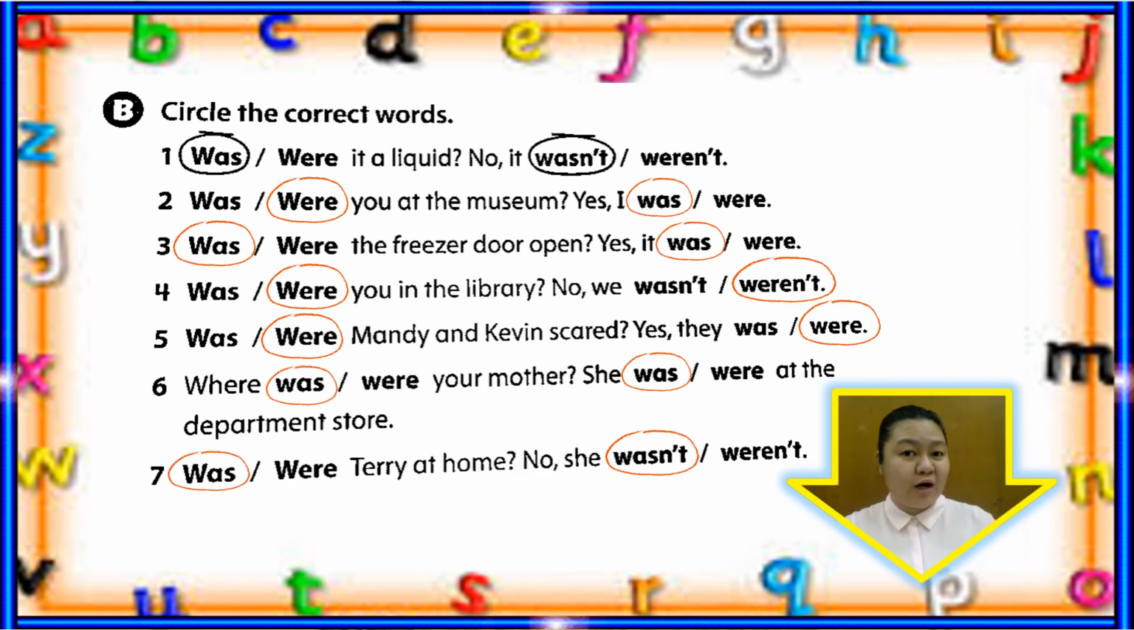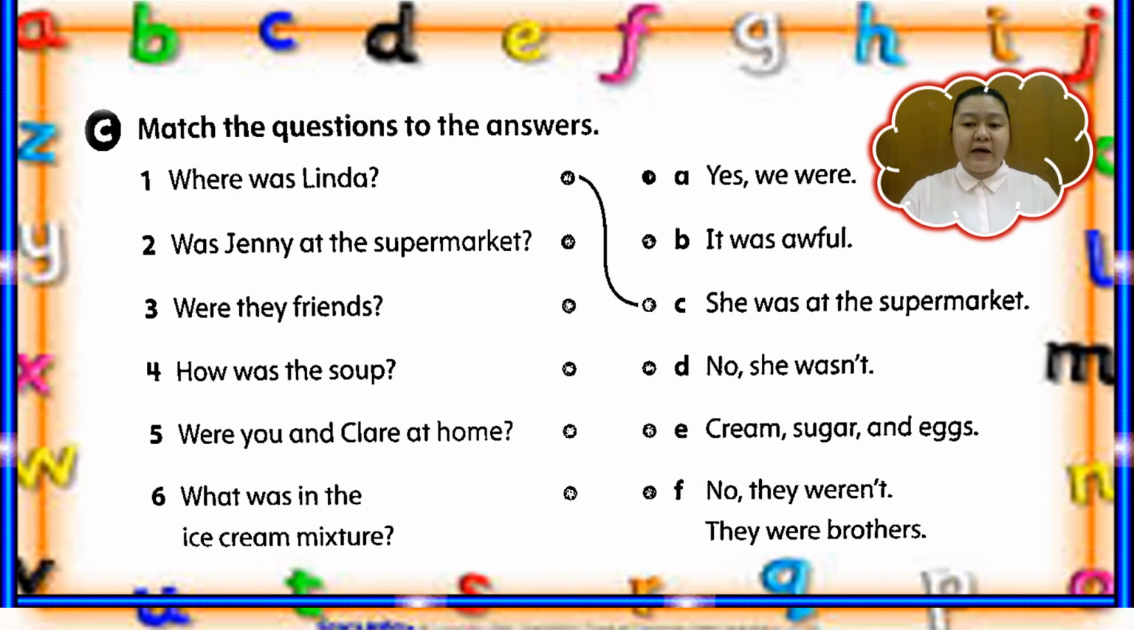Keep up the good work. Here on page 33, letter C, match the questions to the answers. So we have here questions. We have to know what is the correct answer for those questions. Ready, grade 2? Let's begin. Number 2, was Jenny at the supermarket? So when you say Jenny, it's only one. And what pronoun do we use for girls? Right, she. So what is the best answer for that question?